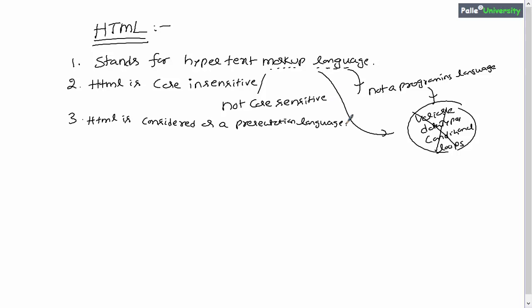Next, HTML is considered as a presentation language. What does presentation language mean? In general, if you want to display some data in a specific format, or if you want to display some graphical user interface, something like text boxes or combo boxes or drop down lists or button controls or some other controls, in general you will be using HTML. Anyhow, we will be talking about the GUI later. But remember, HTML is considered as a presentation language.